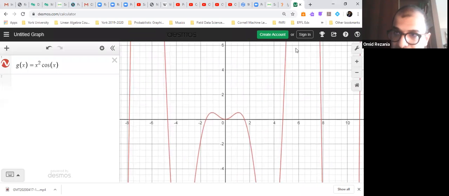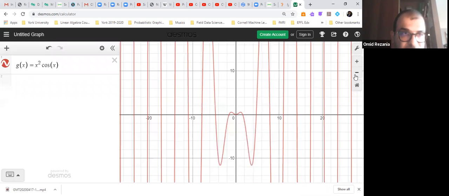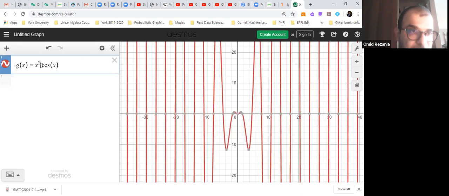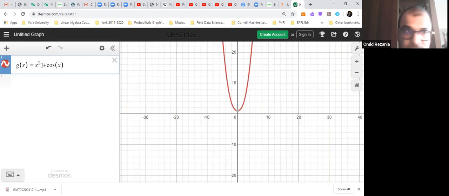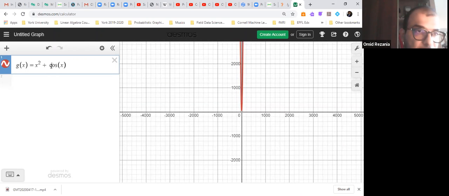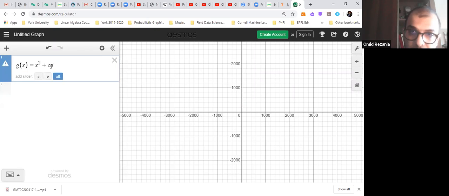Look at this beautiful function. Let me minimize it a little. That's the function. That's right. It was x squared plus. Oh my God, that function is a little bit creepy. There is something wrong. It should not be like this. Plus cosine of x.